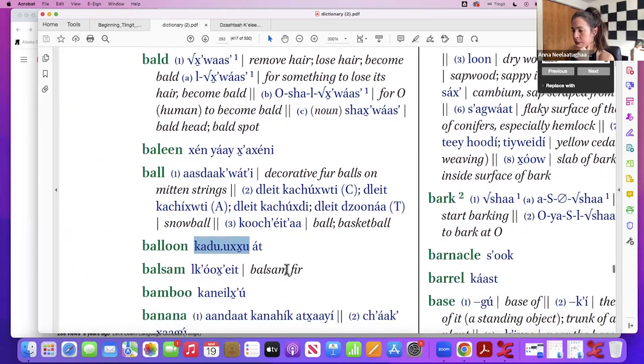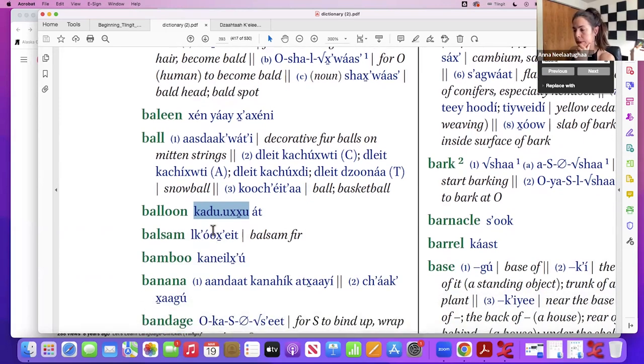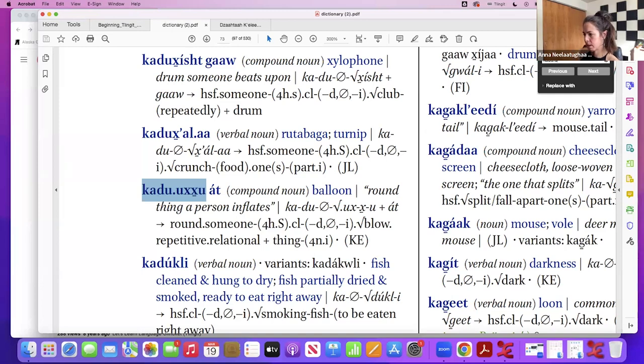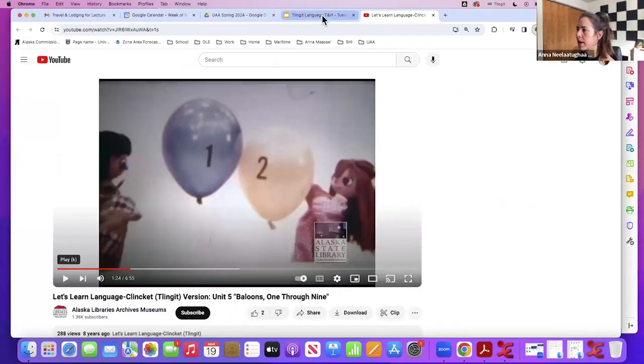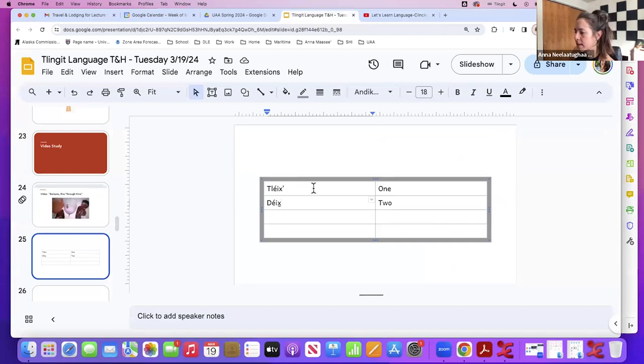Okay, so they're using a little bit different word in the dictionary from what we're hearing. Kadu at. So we'll write this one in, but it sounds pretty similar to kadu at. Let me see if there's an alternative. So here's the entry for the word for balloon. Kadu at. Balloon, round thing a person inflates. Okay, that's kind of neat. And that's the only word they have in the dictionary, but we do hear fluent speakers saying these words.